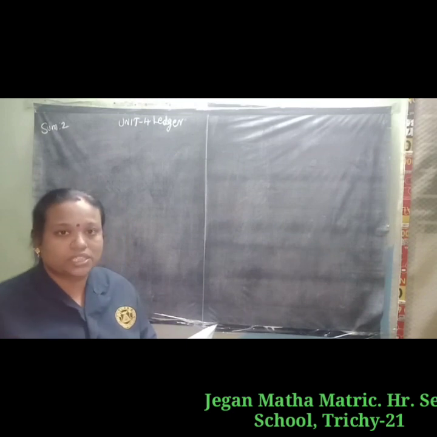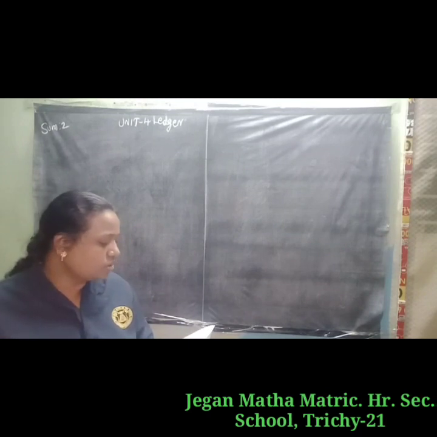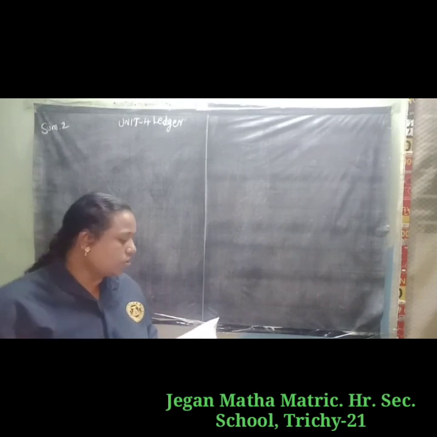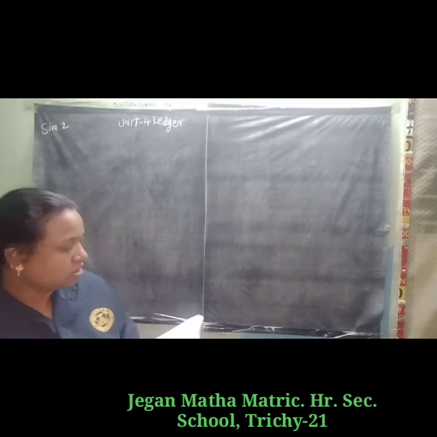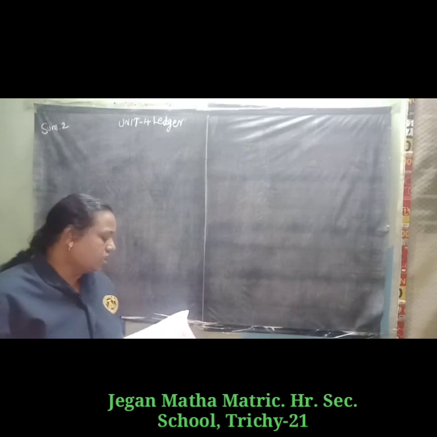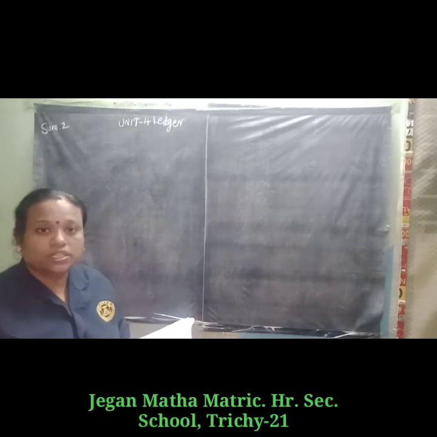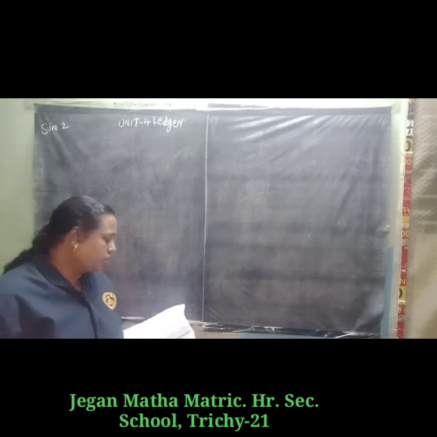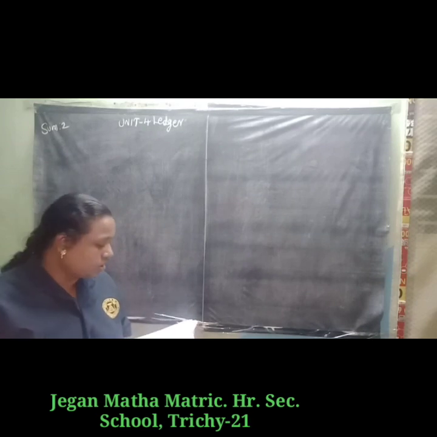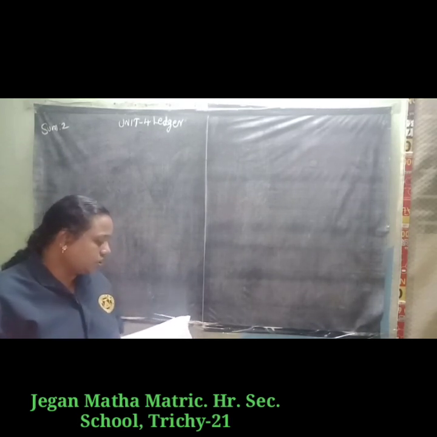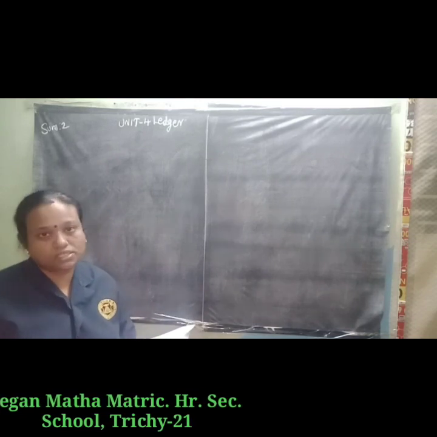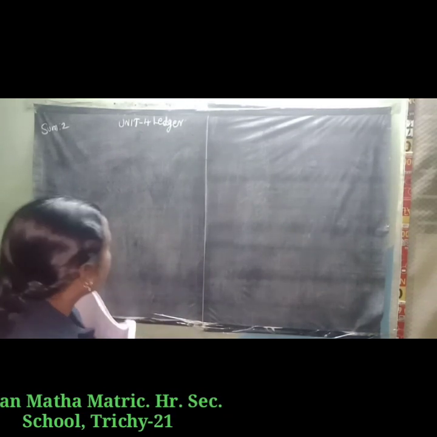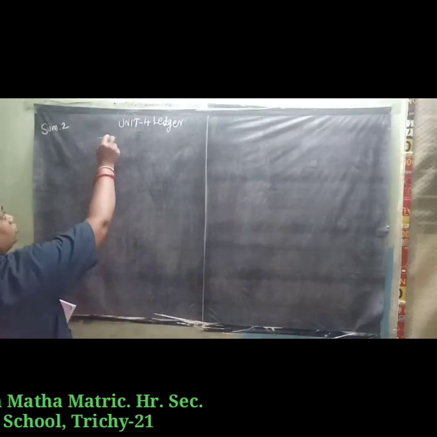The transactions are given. August 1, 2017: Dharma started the business with cash 70,000. Date 6, cash received from Ganesan 10,000. Date 10, rent paid 3,000. Date 20, received commission from Anand 5,000. So pass the journal entry. We have to prepare the journal entry first.